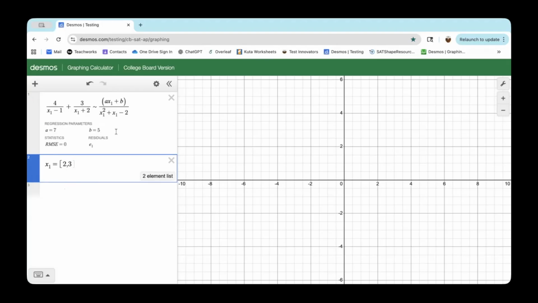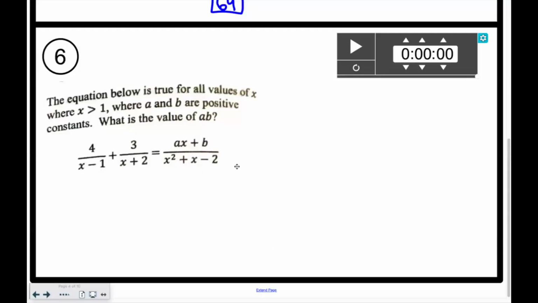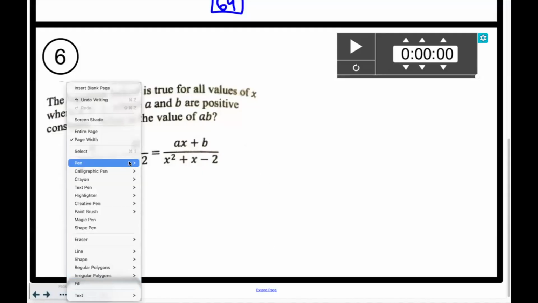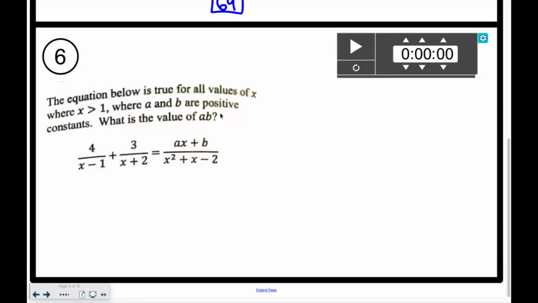So first of all, any questions about that? Nope, makes sense. No, that made sense. Okay. So we jump back. And then Desmos just told us that it was 7 and 5. So the answer to the question is a times b. So the actual answer is 35.